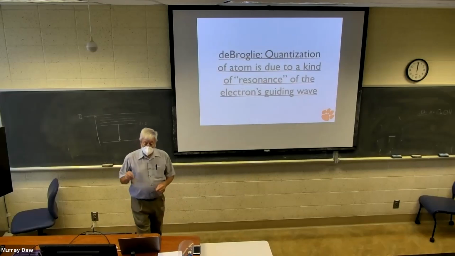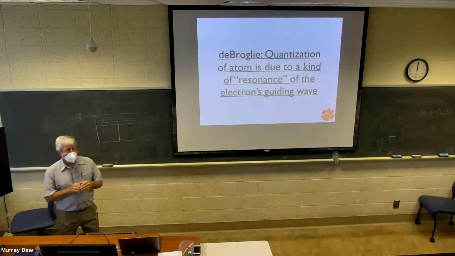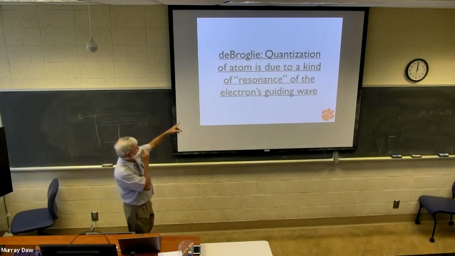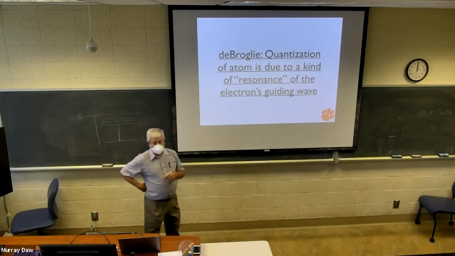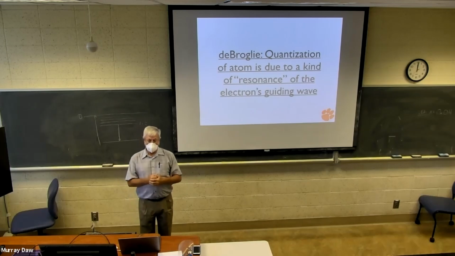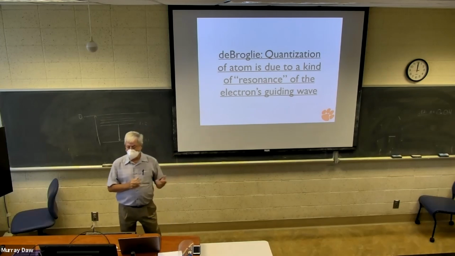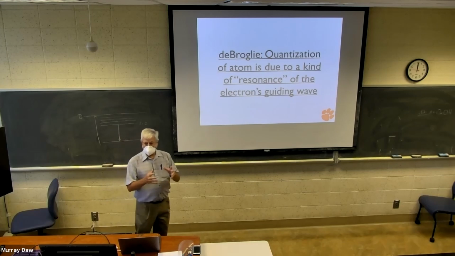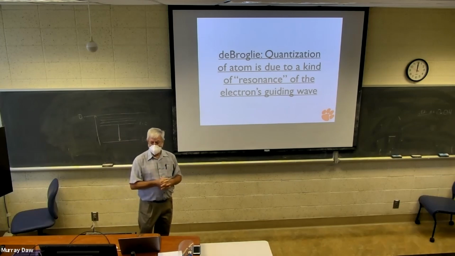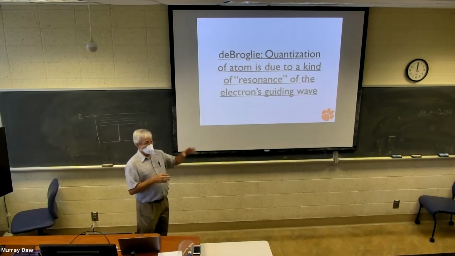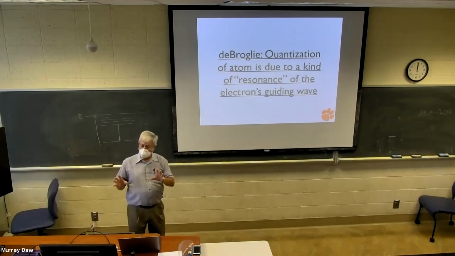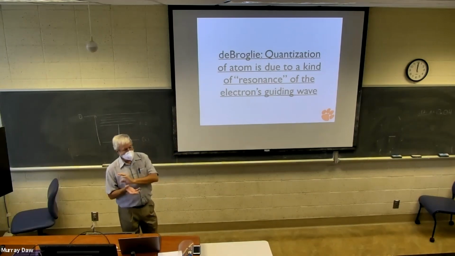Okay, so de Broglie is then concluding that the quantization of the hydrogen atom is due to a kind of resonance of the guiding wave structure. This is back in the early 20s. Louis de Broglie was a French physicist who worked in the early days of quantum mechanics. And Einstein thought his ideas were largely correct. Something was missing, but it was largely correct.